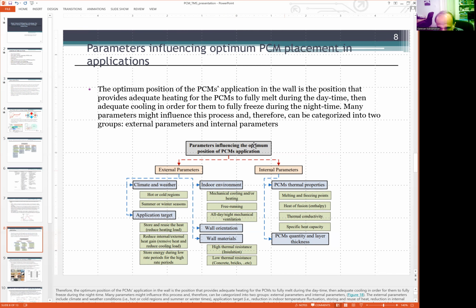Now, the internal parameters are related to the PCM thermal properties and the quantity and layer thickness. The melting and freezing point, the heat of fusion, thermal conductivity, specific heat capacity that we discussed earlier, and in addition, this should include the density. And then we need to know the layer thickness and the amount of PCM we are using, which will also influence the placement.